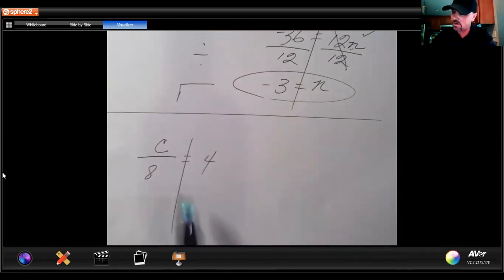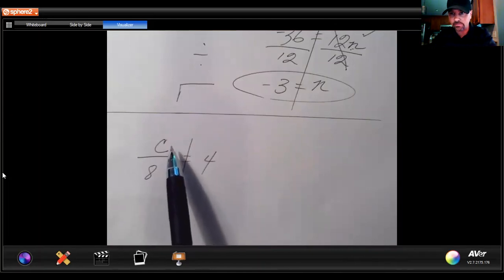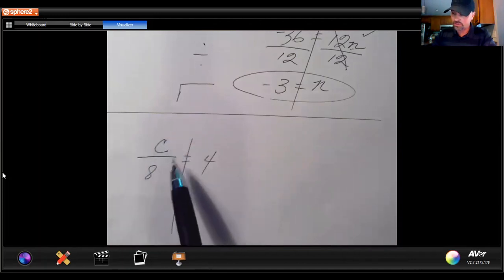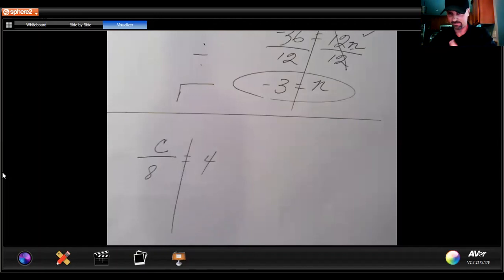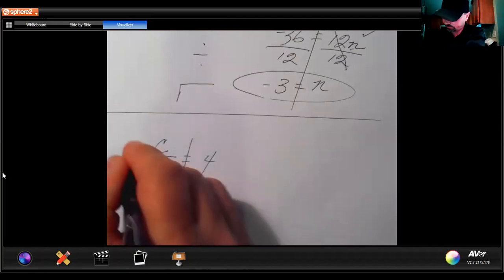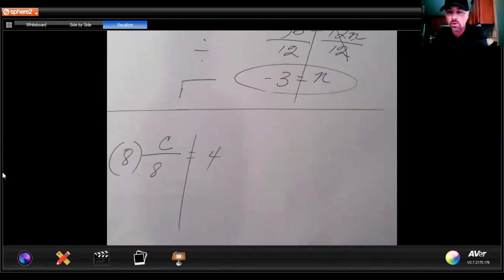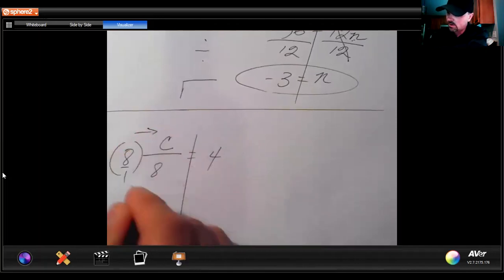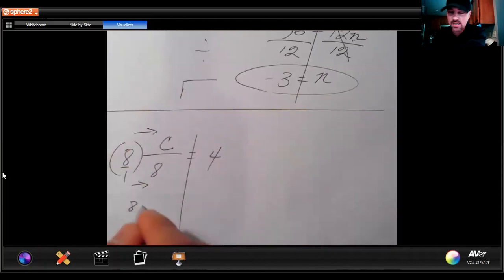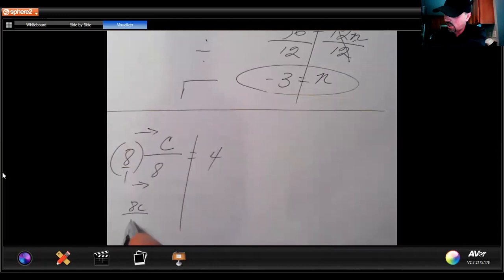Remember, we want to isolate the variable by undoing it. Undoing what we see. So what we see is C was divided by 8. What's the opposite of divide by 8? Multiply by 8. And, you know, there's a couple ways of looking at this. I want to show you why it works. If we see this as a fraction, we would multiply that by 8 over 1, right? And then you multiply across. So on the top, you would end up with 8c, and on the bottom, you would end up with 8.